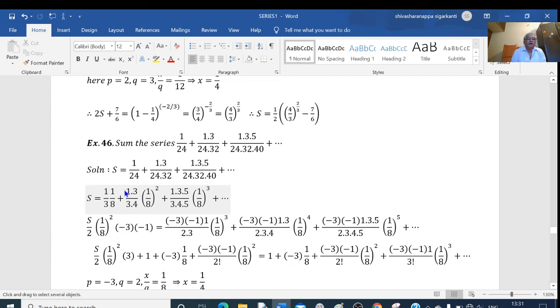minus 1. Here also minus 3 and minus 1. Here also minus 3 and minus 1. So multiply the whole equation by minus 3 and minus 1. So I am dividing by 2, multiplying by 1 by 8 square, and multiplying by minus 3, minus 1. What happens to this? Now this term becomes minus 3 into minus 1. Okay, and I am dividing by 2 here. This becomes 2 into 3. And I am multiplying by 1 by 8 square. This becomes 1 by 8 to the power of 3.